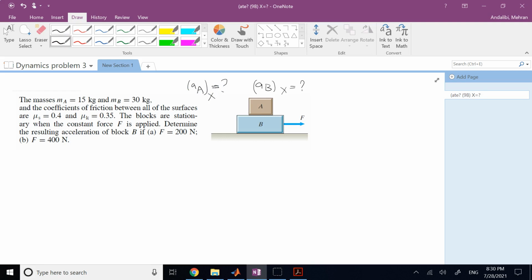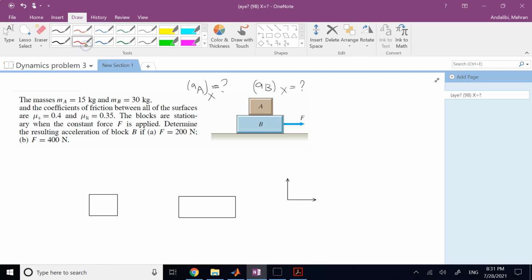And you know, we have two objects with masses, so we can draw two FBDs, one for block A and the other one for block B. And we can also have a coordinate system. Let's see if this one is allowing me to rotate it. It does, great. So now I have this block A.